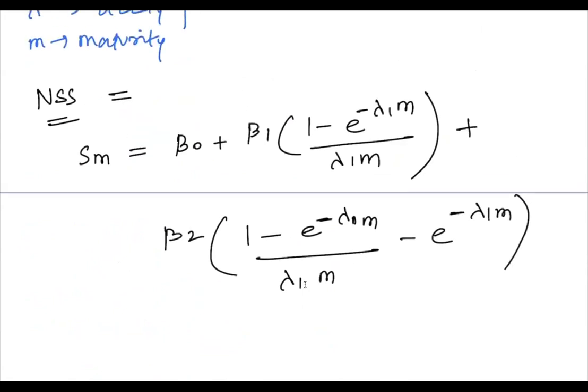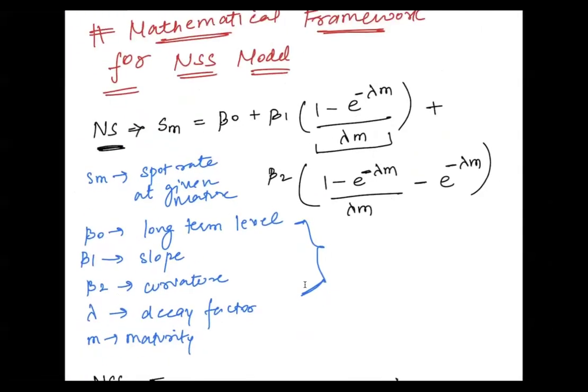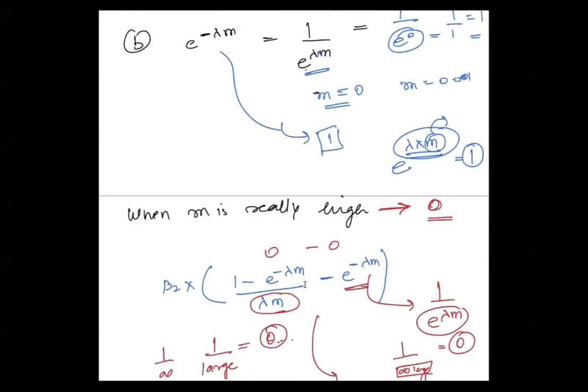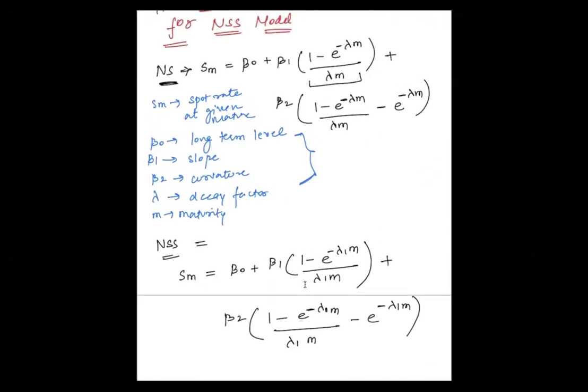If you see these two equations, let me zoom in on both of them. The only thing that I've changed is that instead of lambda, I have written lambda 1. That's it. Otherwise, both equations look exactly the same. I have not changed anything.